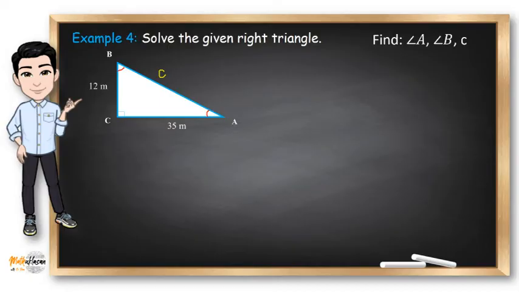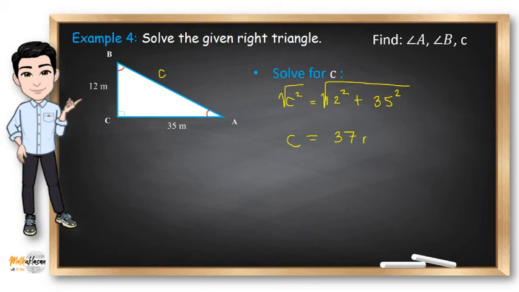Okay, so we need to find angles A and B and side C. Believe it or not, ang pinakamadaling hanapin dito ay yung side C. Kasi, given na yung dalawang sides, so we can use the Pythagorean theorem. Since C is the hypotenuse, we will use C squared equals what? 12 squared, just need to square this, plus 35 squared. Okay? Squaring both sides, get the square root of both sides. We have C equals, using your calculator, the answer is 37 meters.